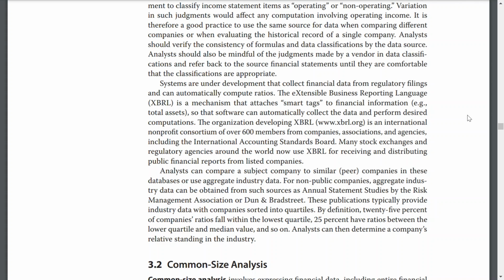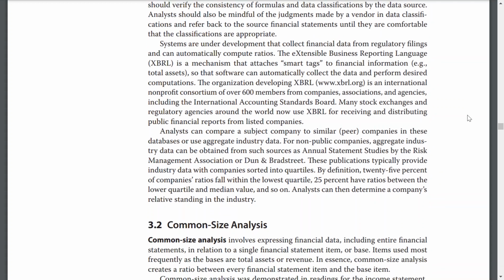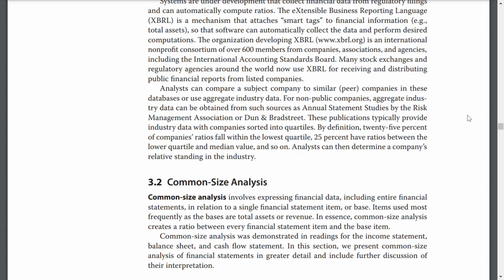The organization developed XBRL as an international nonprofit consortium of over 600 members from companies, associations, and agencies, including the International Accounting Standards Board. Many stock exchanges and regulatory agencies around the world now use XBRL for receiving and distributing public financial reports from listed companies.